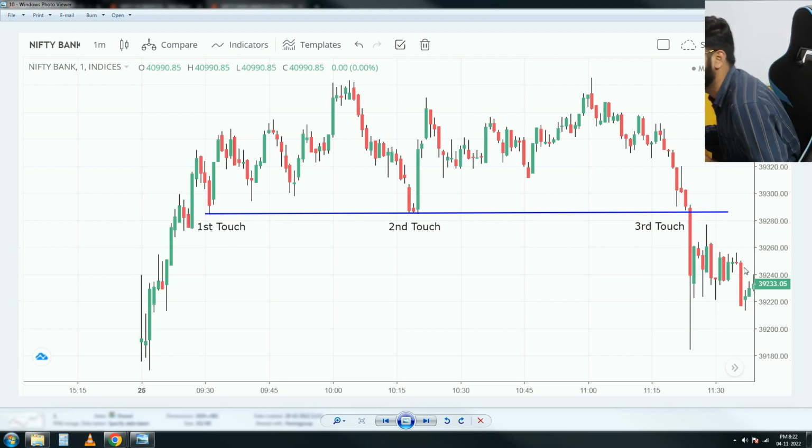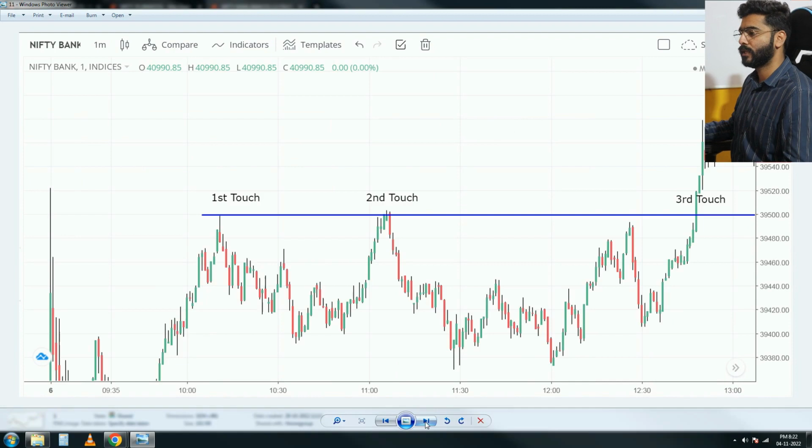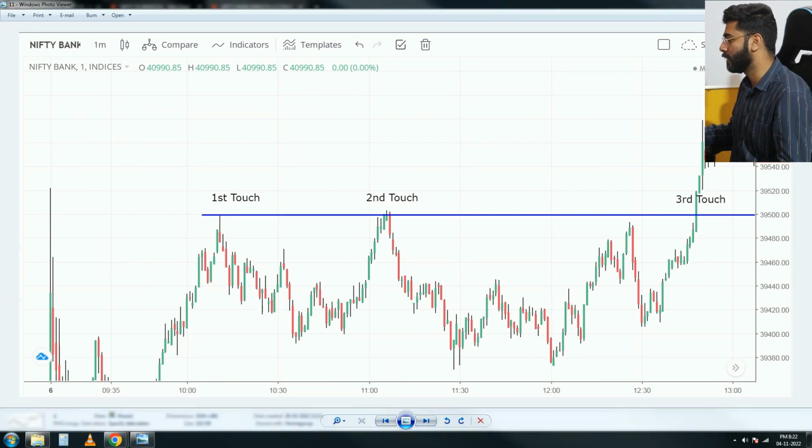Sorry for that disturbance. Now let us see a few more examples. Okay, now this is where you don't have to take the trade. This example is somewhere you don't have to take the trade. Let me check. So this is where you don't have to take the trade, and I'll tell you what's wrong in the example.